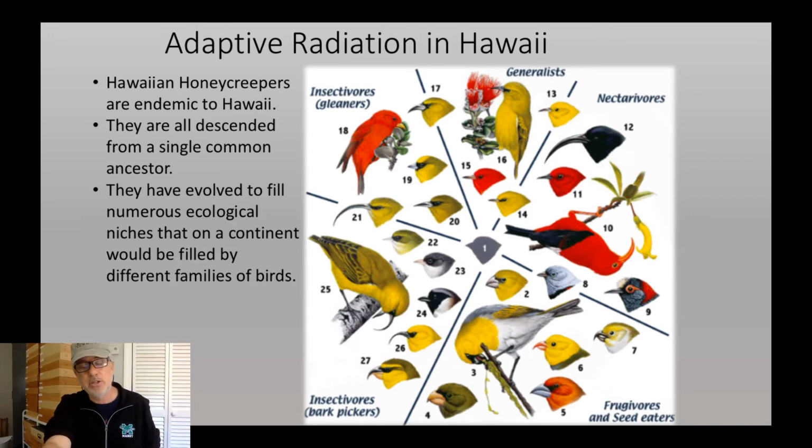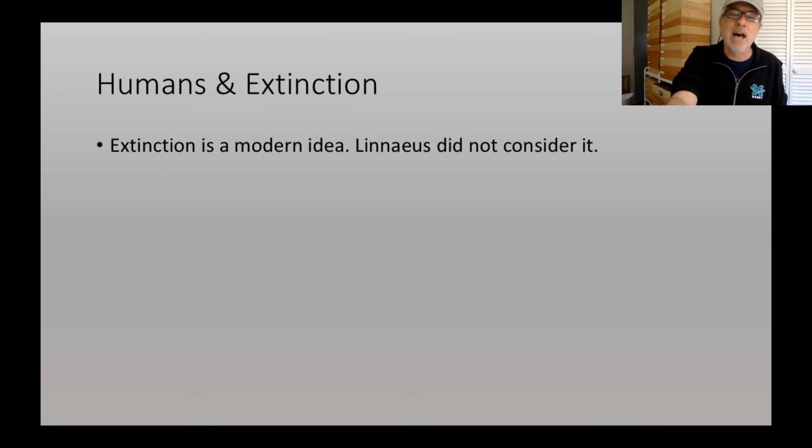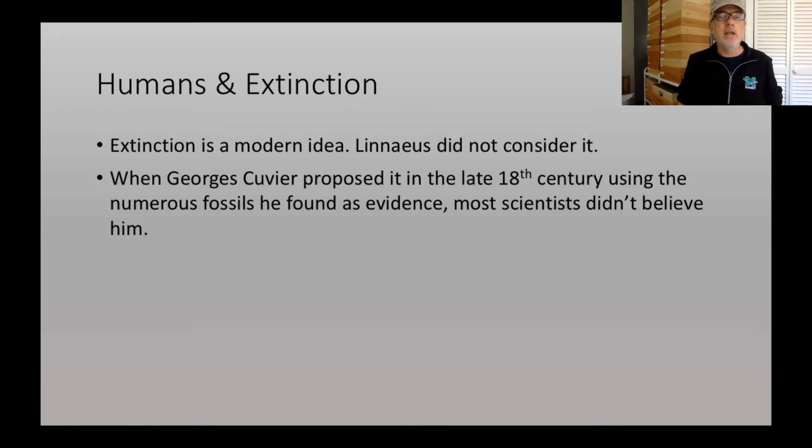As an aside, because this will be important later, many of these are already extinct and the rest of them are endangered. Extinction itself is a modern idea. Linnaeus did not even consider extinction as a possibility. When Georges Cuvier, the French paleontologist, proposed it in the late 18th century, and he used as evidence the numerous fossils he found because they looked very different from anything that existed on Earth, most scientists didn't believe him and thought that these organisms still existed somewhere on Earth. We just hadn't discovered them yet.